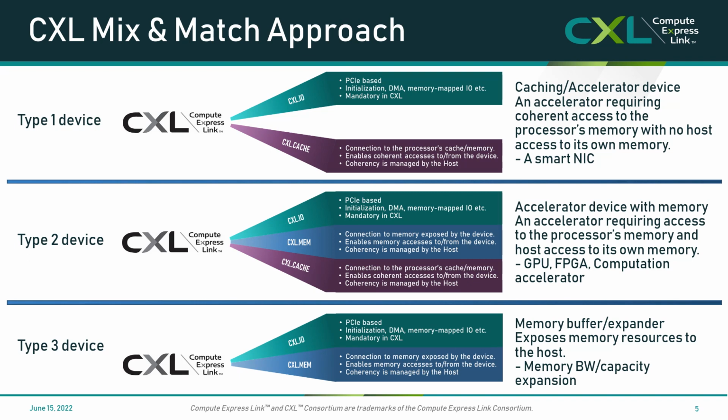A CXL Type 2 device implements all three protocols, CXL.io, CXL.mem, and CXL.cache. And that would typically be an accelerator device with memory, so an accelerator that requires access to the processor memory.